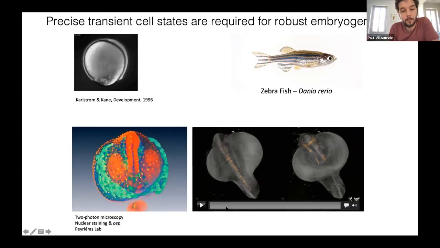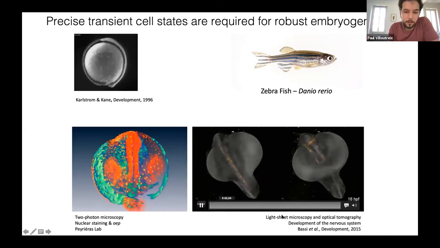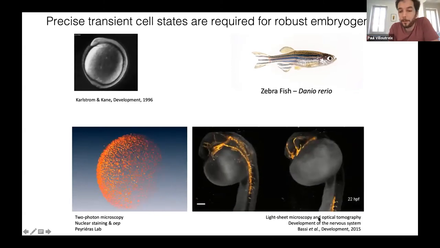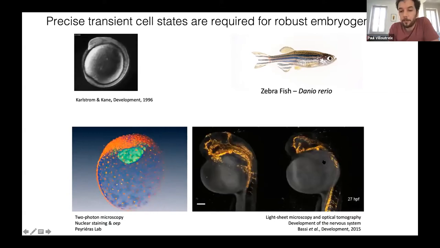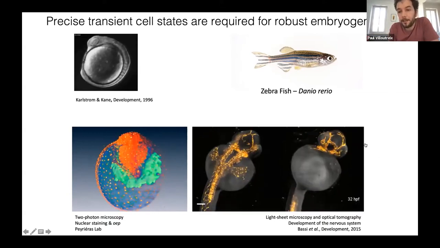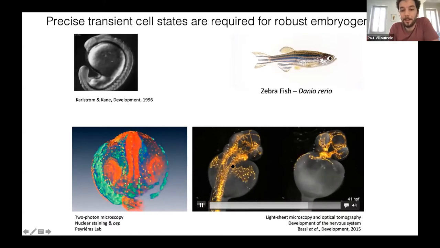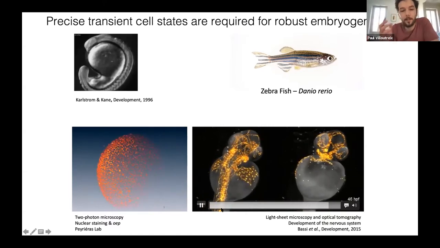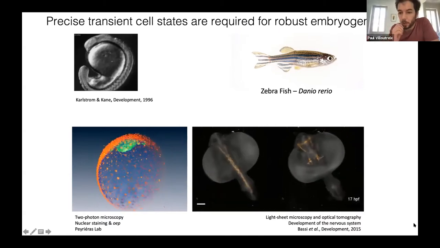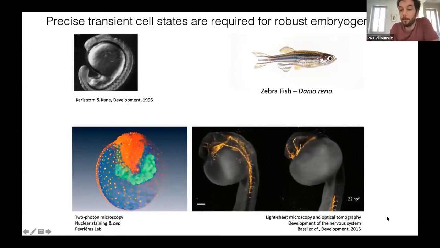And this one is yet another microscopy technique. So in that case, it's light sheet microscopy again, with optical tomography for the gray area. And here only the cells that correspond to the nervous system are stained in orange, and the rest of the body is only white color obtained from optical tomography.